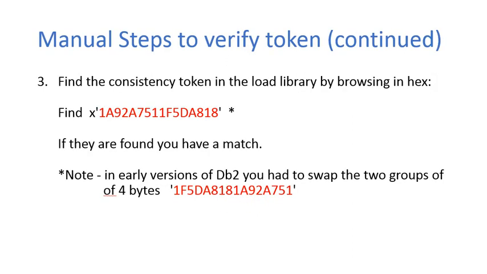The third manual step would be to find the consistency token in the load library by browsing it in hex. If it is found, you have a match. Note in early versions the first 4 bytes had to be swapped with the last 4 bytes.